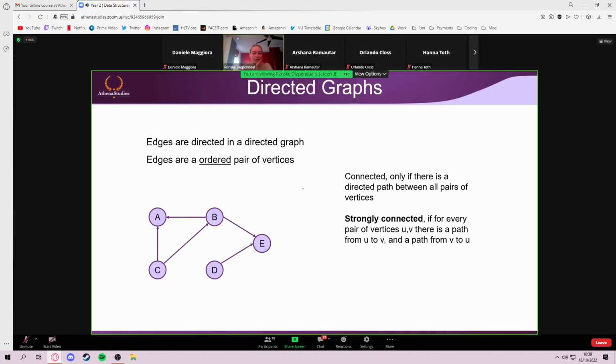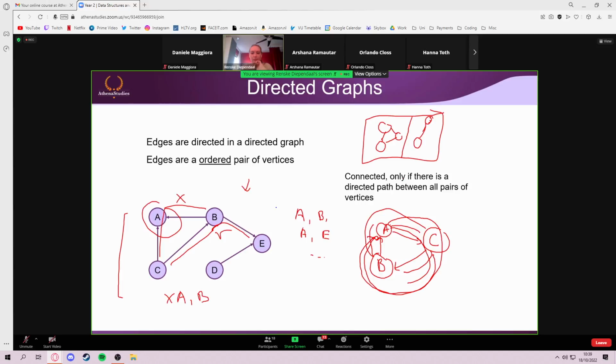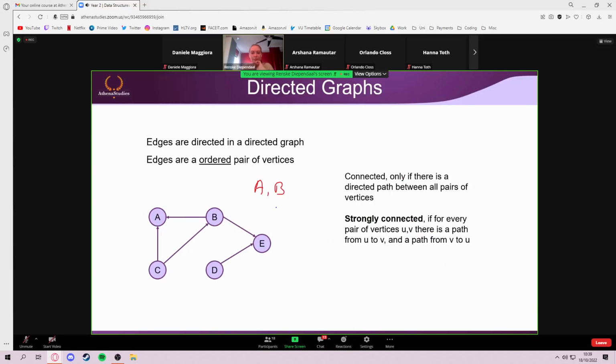Okay, and then we also have a new definition. It's called strongly connected. And we say that it's strongly connected if for every pair of vertices U and V, there's a path from U to V and a path from V to U. Well, that's confusing me, because if it's connected, there should be a path between all pairs of vertices, right? So it should already have from U to V and V to U.